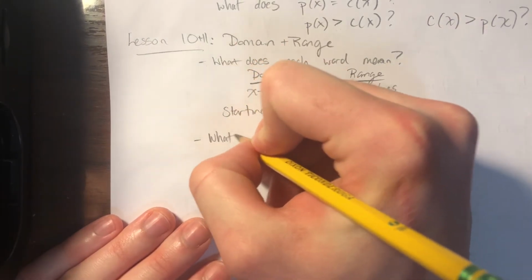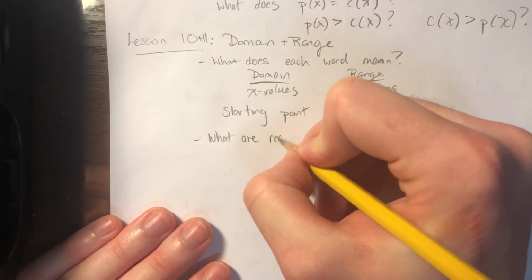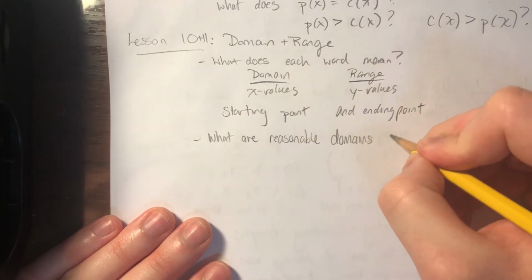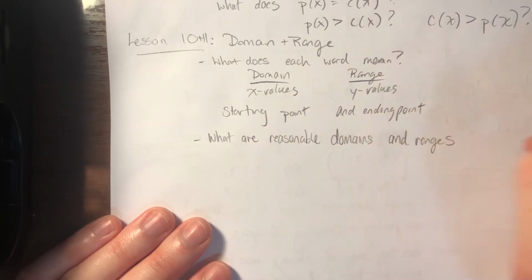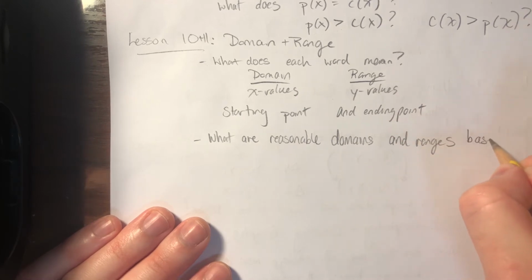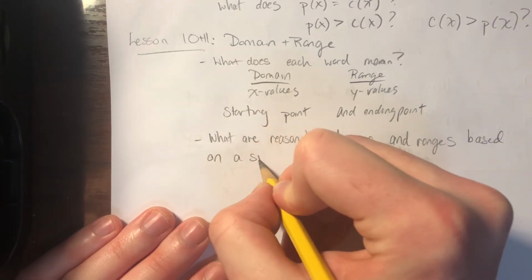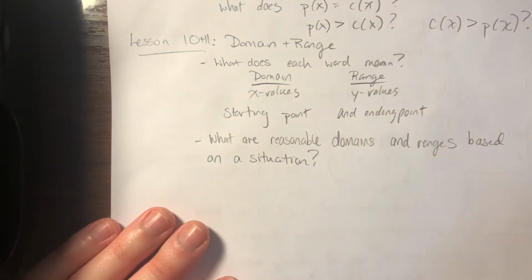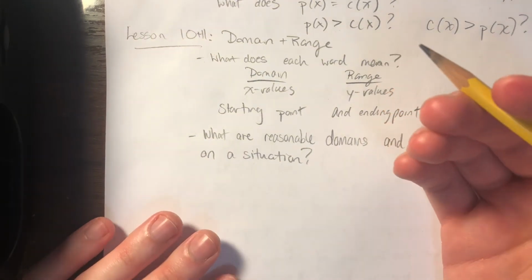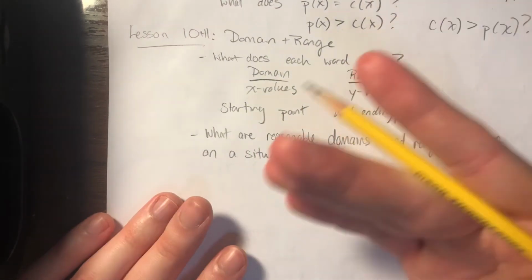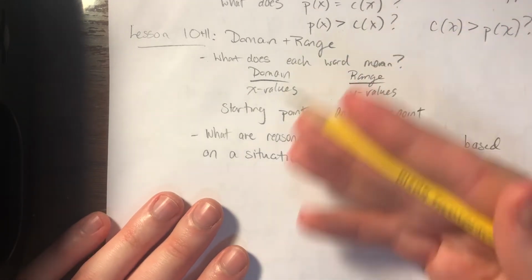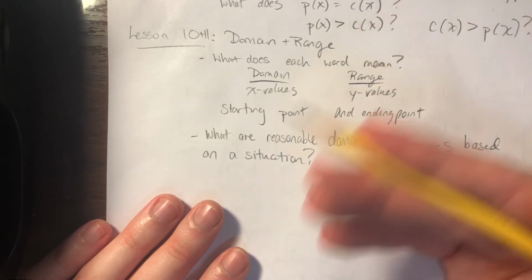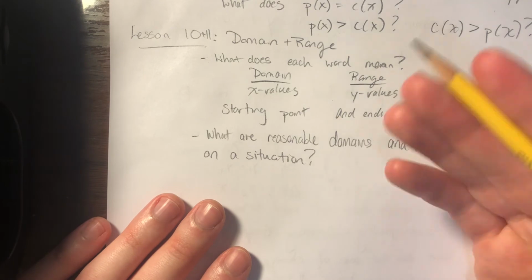What are reasonable domains and ranges based on a situation? Right. If I'm talking about human beings, I don't want to talk about negative numbers because human beings are always positive. Also, if I'm talking about number of children, I don't want to be talking about decimals or fractions because you can't have half of a person. Those are only going to be whole numbers.